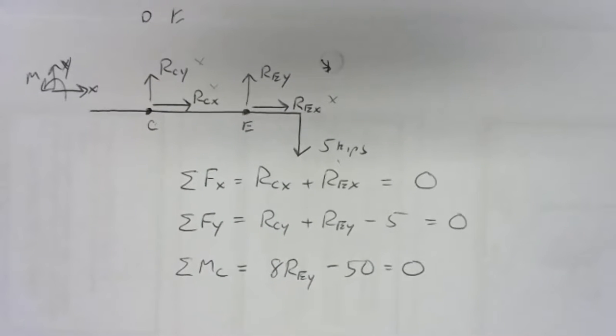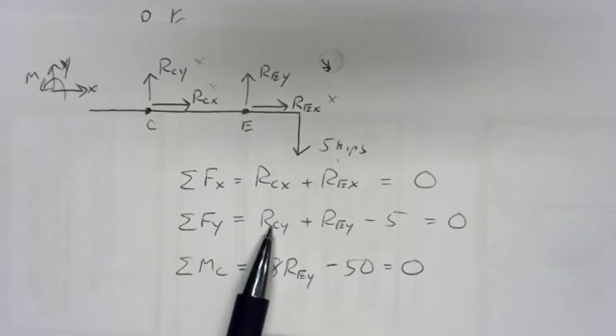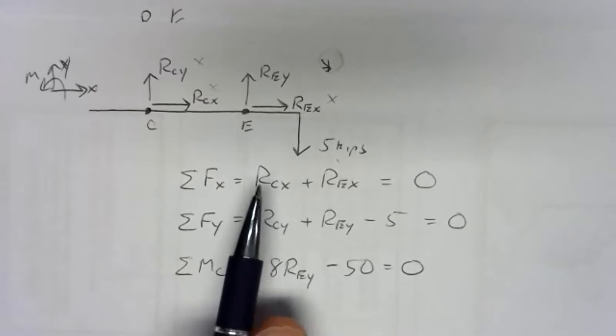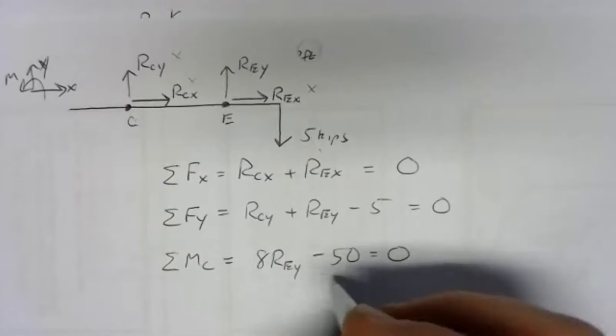All right, so at the very least, it looks like I'm going to be able to get REY out of this. And once I get REY, I'm going to be able to find RCY. But that's where it's going to end. So I'm going to get 2 numbers out of this and 1 equation that I'm going to have to wait till later to use. So let's solve it out here.